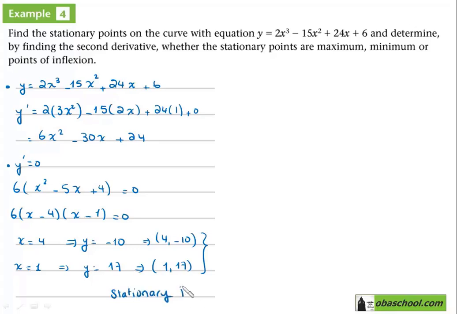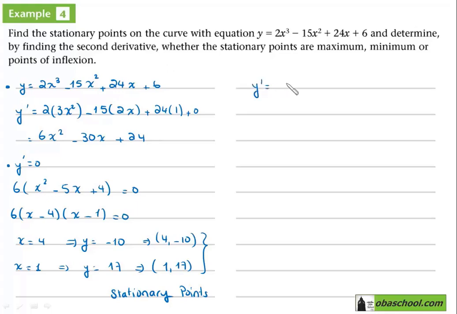Okay, now we need to find the second derivative in order to decide whether it is maximum, minimum, or a point of inflection. Okay, we will work with the y prime. y prime equals 6x squared minus 30x plus 24. We do the second derivative. 6 multiplied by 2x minus 30 multiplied by 1 plus 0. So 12x minus 30, this is y double prime.